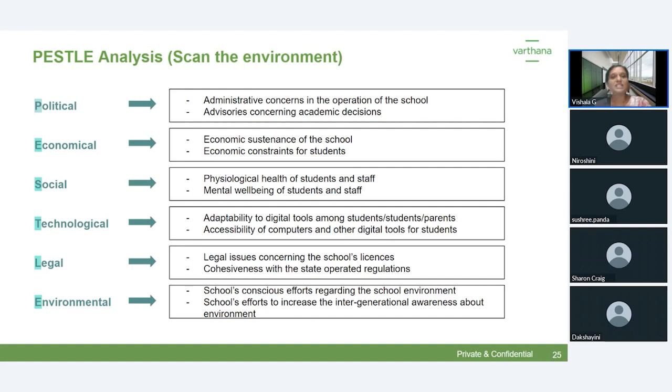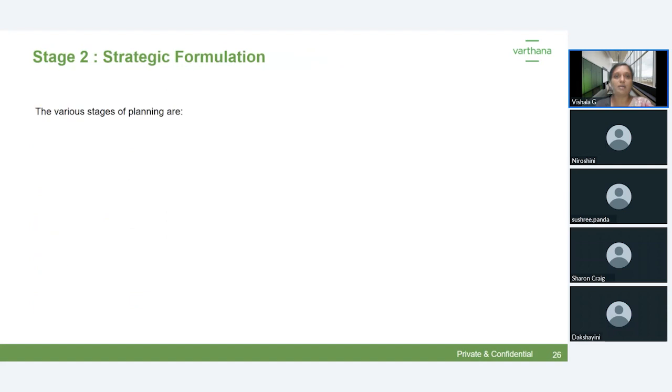So PESTLE analysis is also a tool for you to understand your environment and take necessary action so that your strategies can be successful. The second stage in strategic formulation and implementation is the strategic formulation itself. When we say strategic formulation, there are various stages of this formulation, which is also called planning. Strategic formulation is nothing but strategic planning.